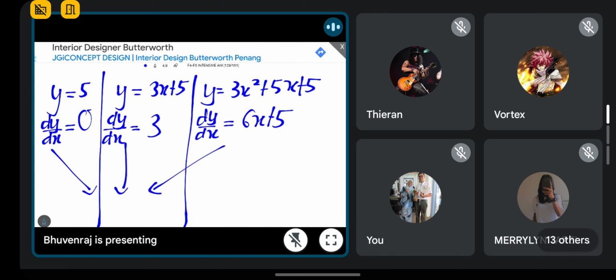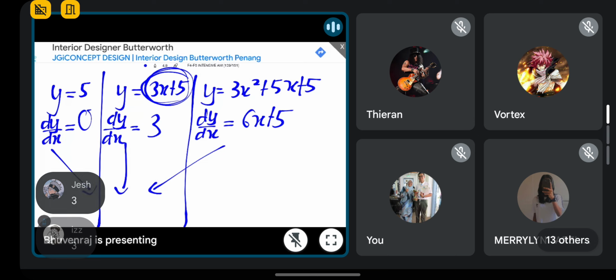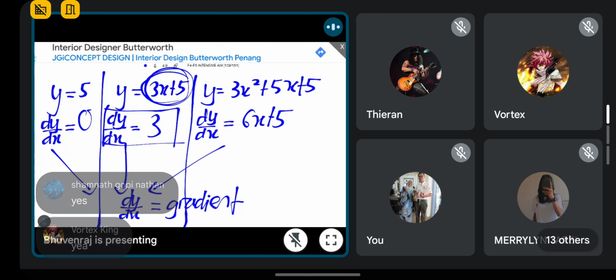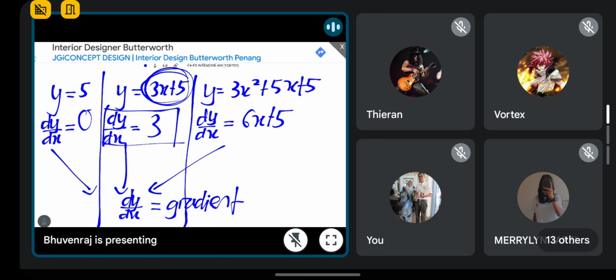Okay, guys, can I ask you, look at here first, kat tengah-tengah. Can you tell me what is the gradient for this line? Apa kecerunan persamaan ini? Yes, correct. And do you notice that your dy over dx is also 3 over here? So can I say that dy over dx actually equal to gradient? Is this correct, guys? Yes or no? Yes, correct. Okay, so this is actually the meaning of dy over dx. Itu menunjukkan kecerunan. Okay, it shows the gradient. And you can also understand it from here.